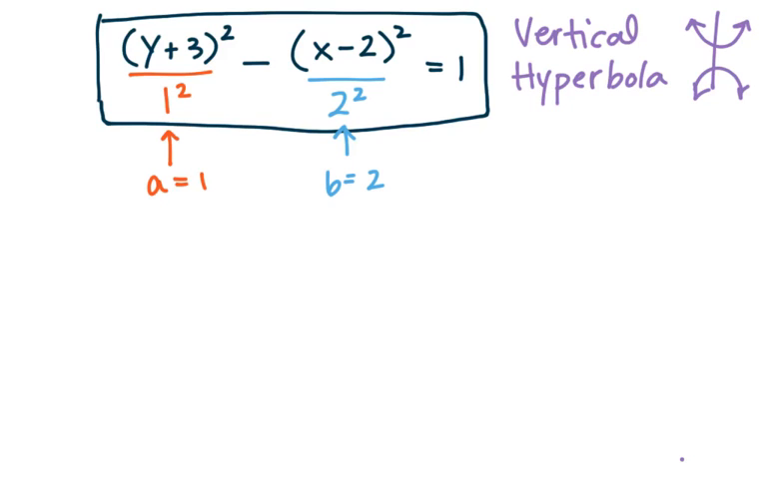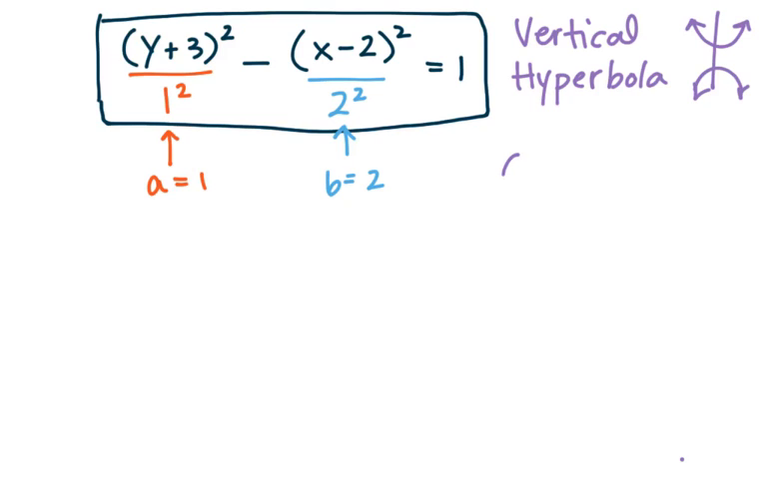B is 2. Now, hyperbolas are different than ellipses. With ellipses, the A value must be the bigger of the two. But with a hyperbola, the order matters. So A is first, 1. B is second, 2. And in this situation, B is larger than A. They can even be equal, as I've said before.